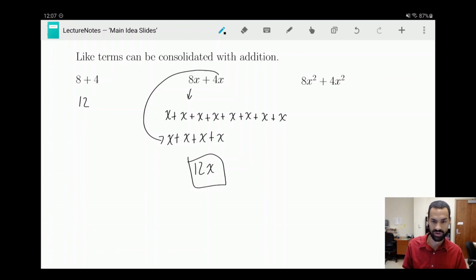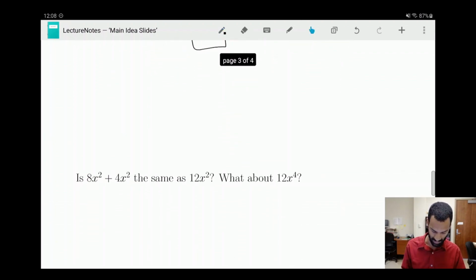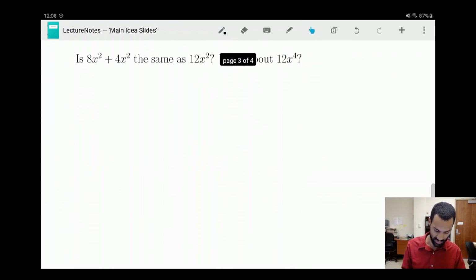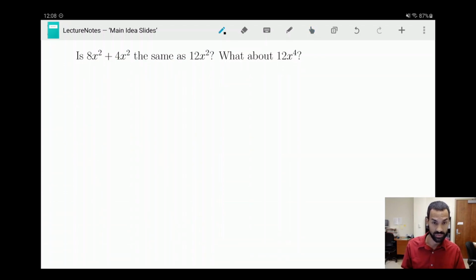What about 8x squared plus 4x squared? Well, the same thing is true. You could just go back and add a little 2 to all of these and you'll see it's the exact same thing. I'm not actually going to do that. 8x squared plus 4x squared is 12x squared, right? So just like 8 plus 4 is 12, 8x plus 4x is 12x, 8x squared plus 4x squared is 12x squared. Notice how we did 8x squared plus 4x squared and we got 12x squared.